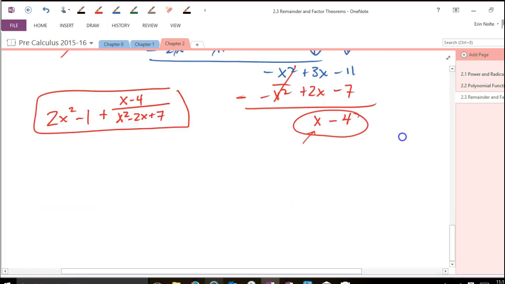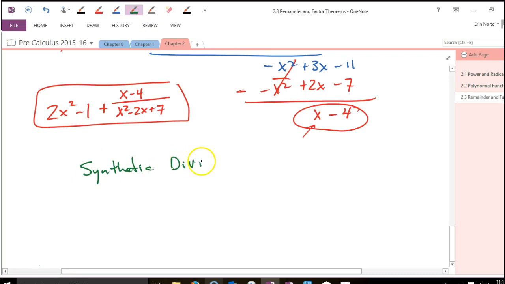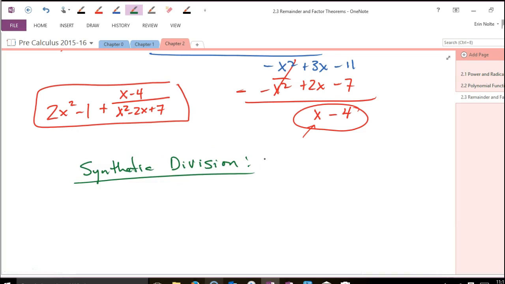All right, so synthetic. Here we go. Now it gets fun. I'm going to make a blanket statement in using synthetic division. If they say use long division, you've got to use long division. It's good practice. But if they don't say specifically what kind of division they want you to use, and as long as that divisor is linear, then you can always use synthetic.